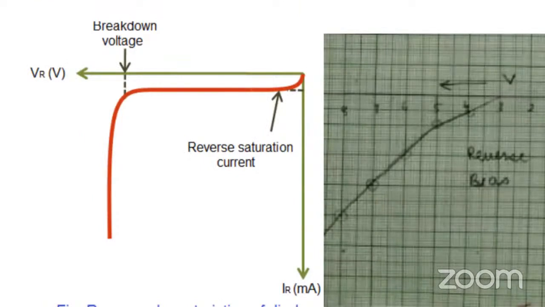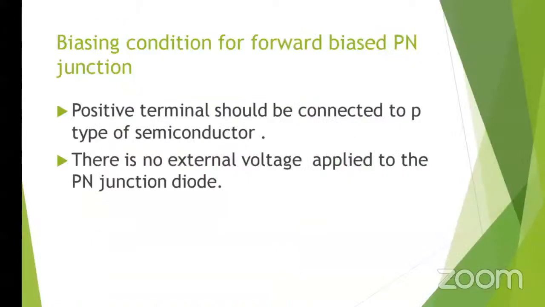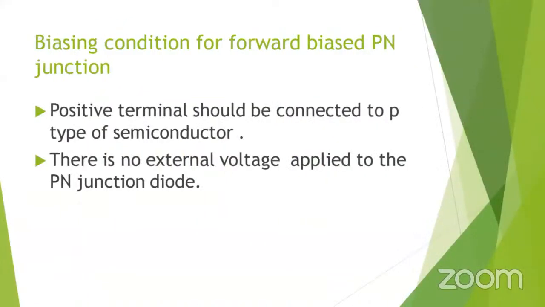As we see in reverse bias, a small amount of current flows, and in forward bias, the current flows. Biasing condition for forward bias: the positive terminal should be connected to P type and the negative terminal connected to N type. We take the precaution that connections must be tight, and secondly, the applied voltage and corresponding current should not exceed the maximum rating of the given diode. Thank you.